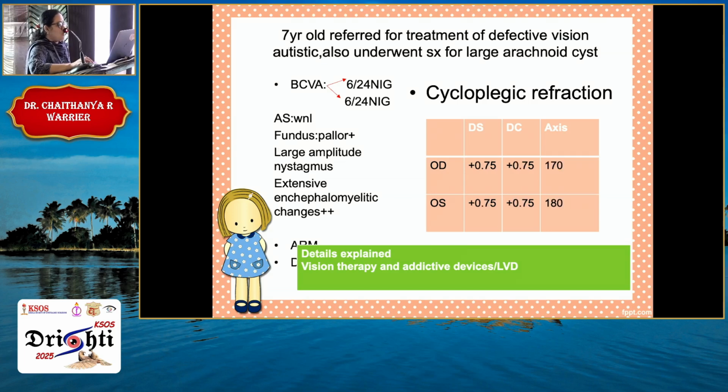Another 7-year-old was referred for treatment of defective vision. The child was autistic, and also underwent treatment for a large arachnoid cyst. Here, the vision was not improving beyond 6/24. Fundus pallor and also large amplitude nystagmus were there. MRI showed extensive encephalomalacic changes. On cycloplegic refraction, there is a minimal cylindrical power. Here also we need to prescribe minimal cylindrical power, ensure follow-up, and vision therapy and additive devices or low vision devices as the other management.